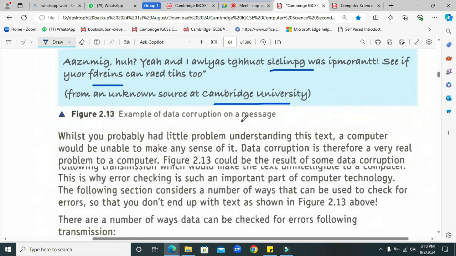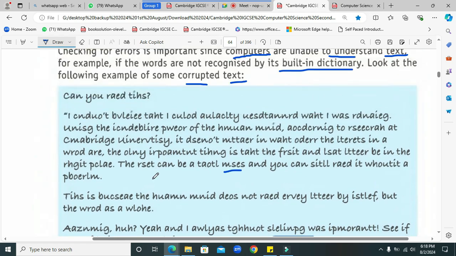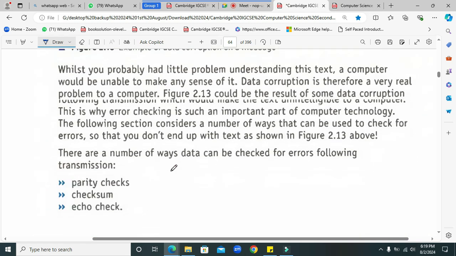Example of data corruption in a message. This is an example of data corruption in a message, because look, these are not synchronized data. These words are not in the correct order. So while you probably had a little problem understanding this text, a computer would be unable to make sense of it.